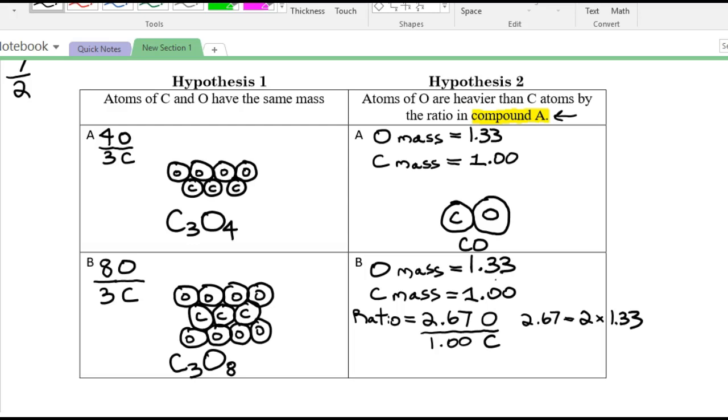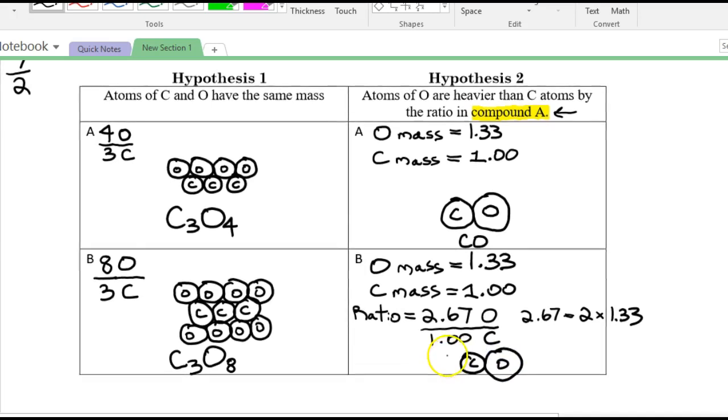So if I draw my particle picture here, I know I'm starting to run out of room. I'll have my carbon, and I'll put a bigger oxygen, one on each side. That matches my ratio for hypothesis 2. I have 2.67, 1.33 plus 1.33 from the oxygen, and just the 1 from the carbon. So that formula would be CO2.